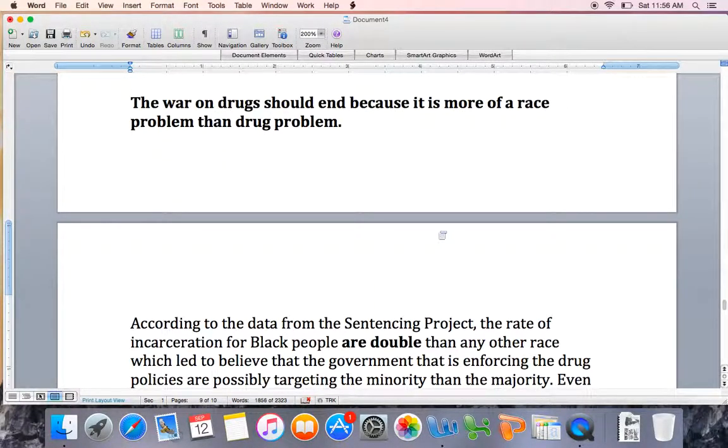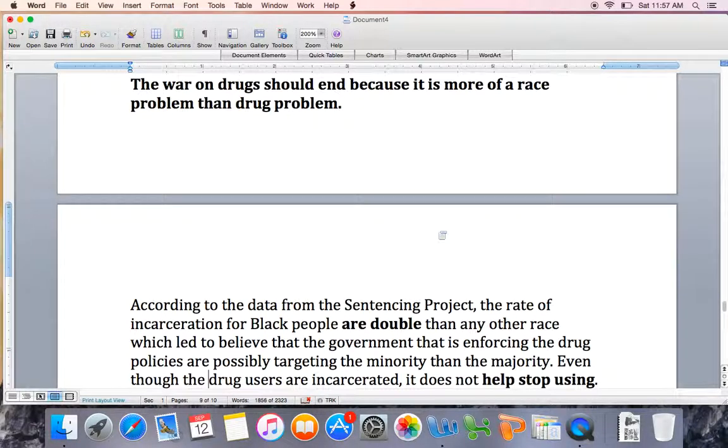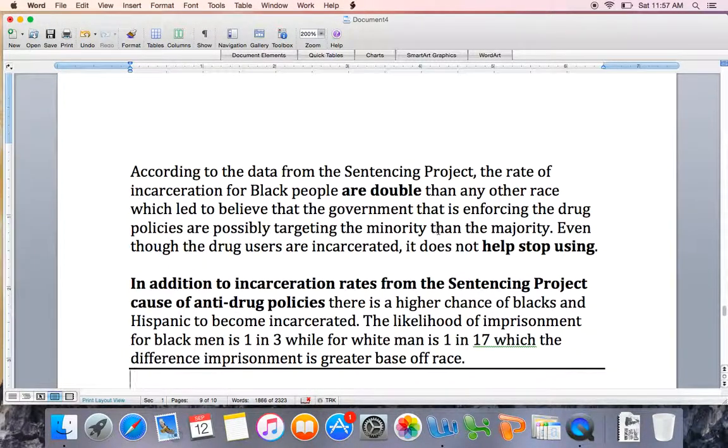The war on drugs should end because it is more of a race problem than a drug problem. The reason why I've bolded this is because the way that this is phrased makes it seem as though you are saying, we don't need a war on drugs, we do need a war on race. And I don't necessarily think that's what you meant. So you want to just clarify that for your readers. Otherwise, they can really think you're saying something totally opposite from what you intended.